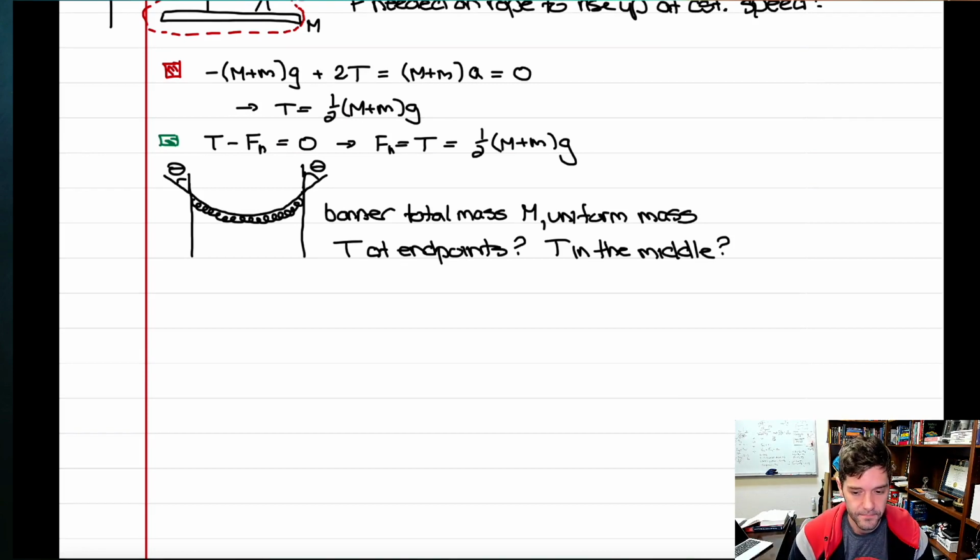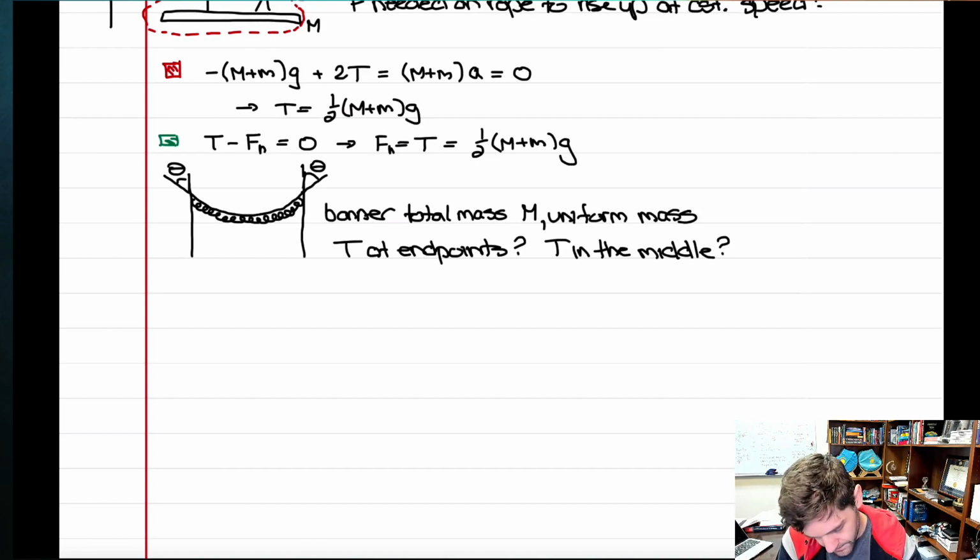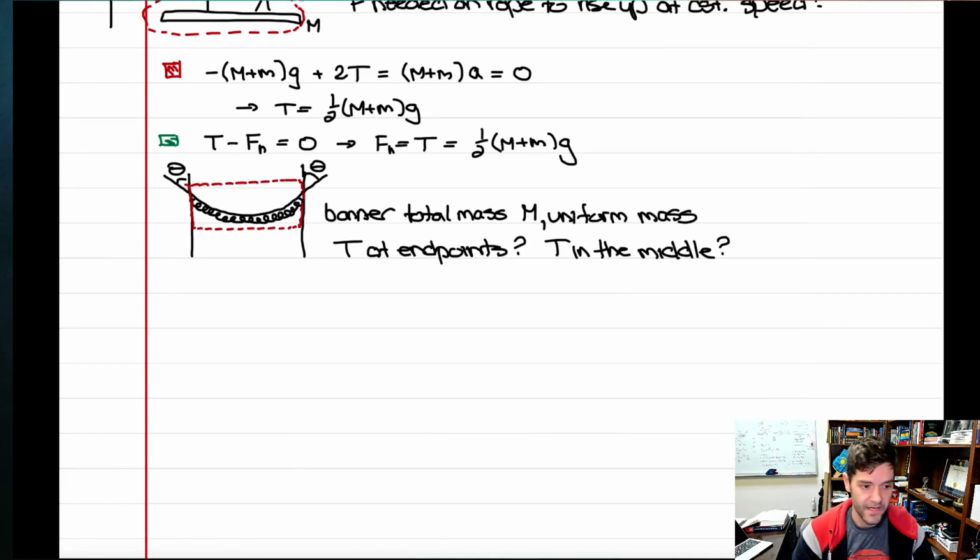Again, this all amounts to being clever about how we pick our system, so we can restrict ourselves to only forces acting on the system that we know how to write down, and then easily solve for. So for example, at the endpoints, how do I figure out the endpoints? Well, I could start by saying my entire system is the entire banner, and call that my system.